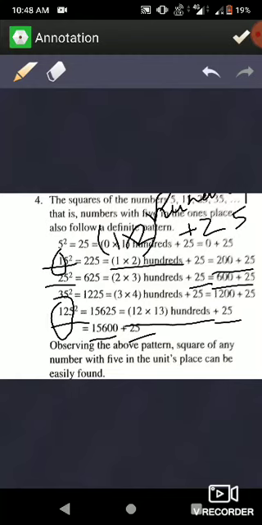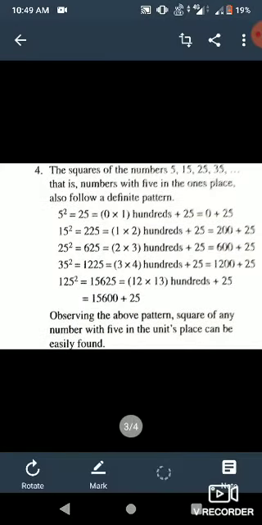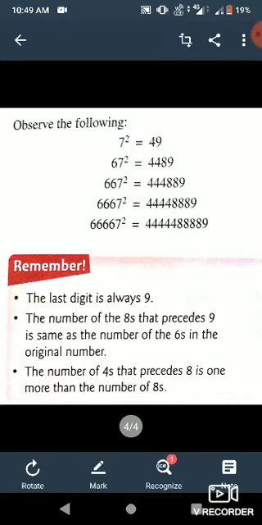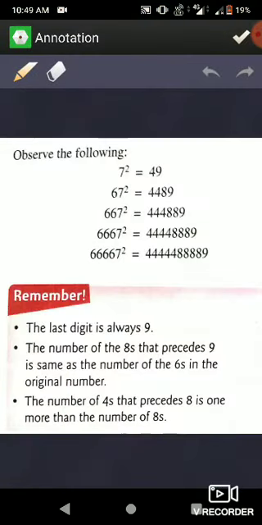Now comes the last property of today's class. I am going to share my screen, see on the screen now. This is the last property which we have to discuss now. See the pattern.